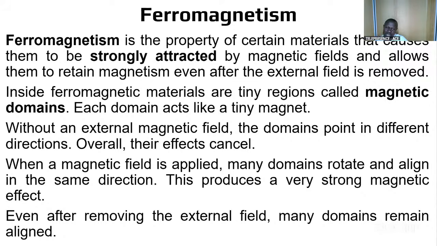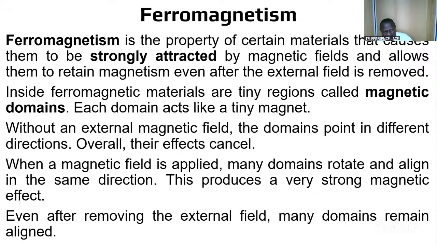So that's the difference between ferro and para. For paramagnetic material, it is attracted by the magnetic field, but the moment the external field is removed, it will lose its magnetism. It cannot retain it. But ferromagnetism will retain its magnetism even after the external magnetic field has been removed. So when it is removed, it will still retain it.